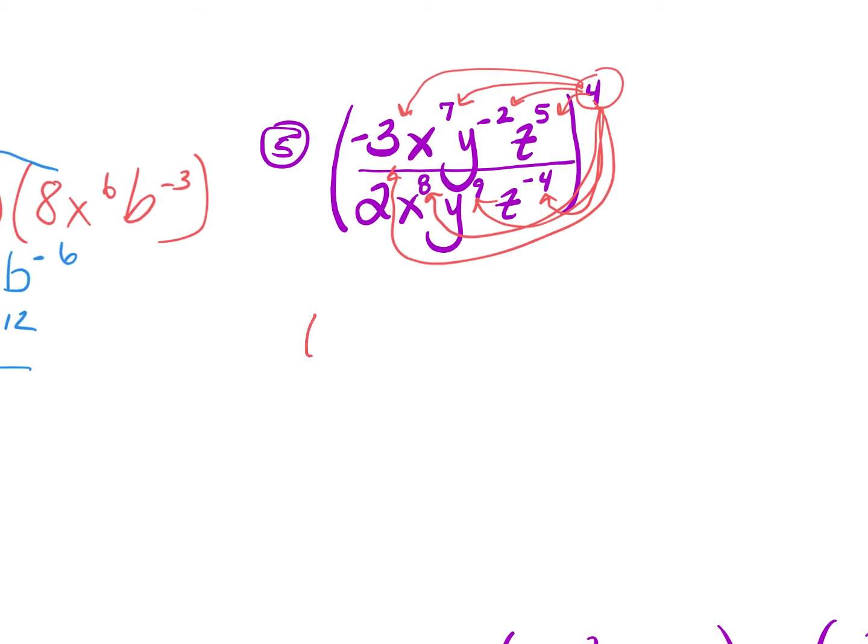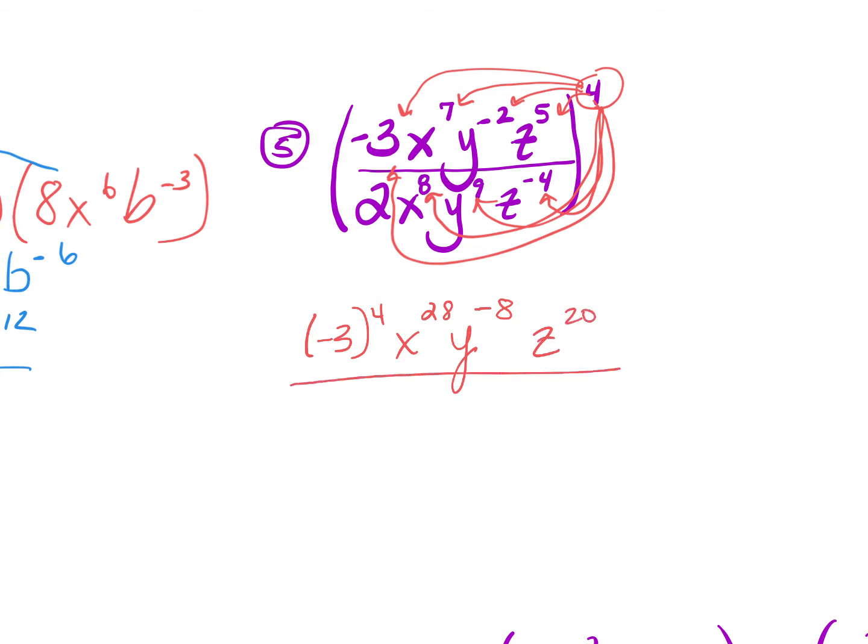Now watch what I do with -3. Why am I putting it in a parenthesis? Because I'm multiplying -3 times itself 4 times, not 3, and then putting a negative out in front. Just remind yourself of that. So now I have x. When I raise a power to a power, what do I do to the exponents? Multiply. So 7 times 4 is 28. I have y. -2 times 4 is -8. I have z to the 5th. So 5 times 4 is z to the 20th.